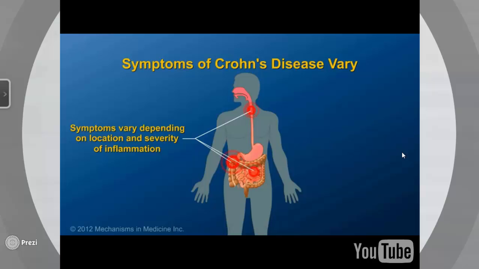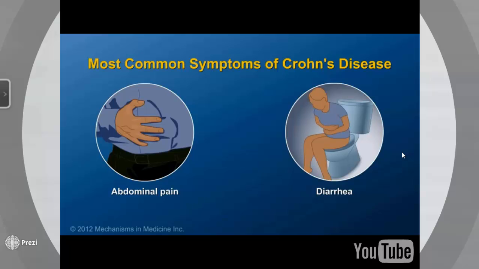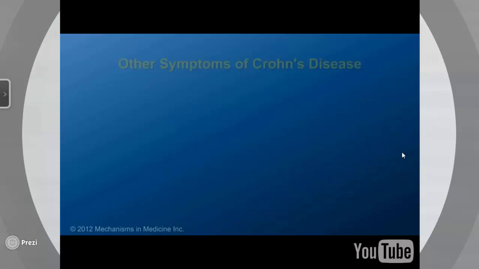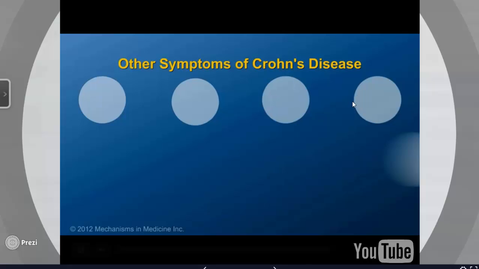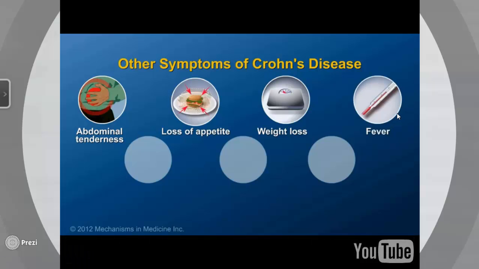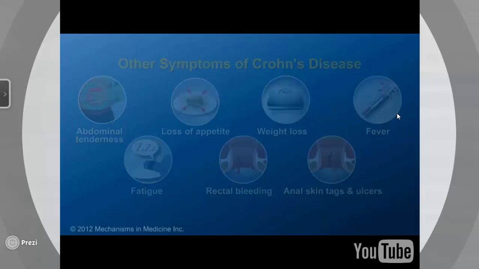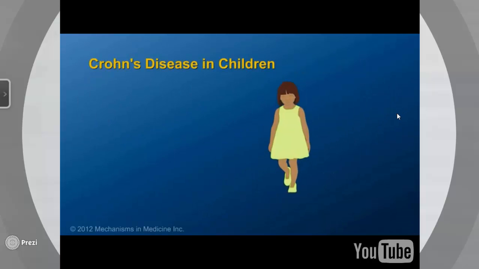Most patients with Crohn's disease have abdominal pain and diarrhea. Other symptoms related to the GI tract can include abdominal tenderness, loss of appetite, weight loss, fever, fatigue, rectal bleeding, anal skin tags, and ulcers.